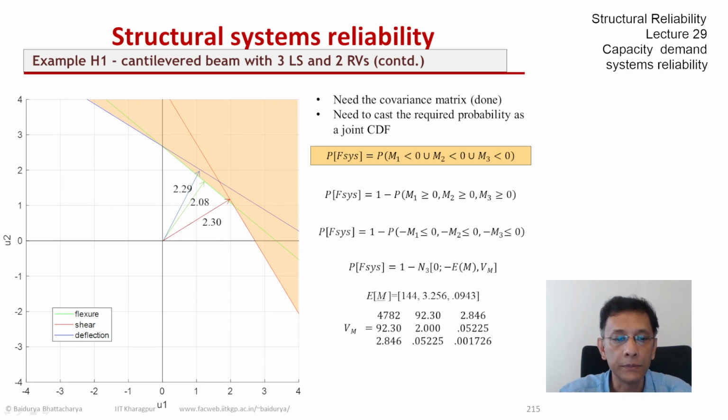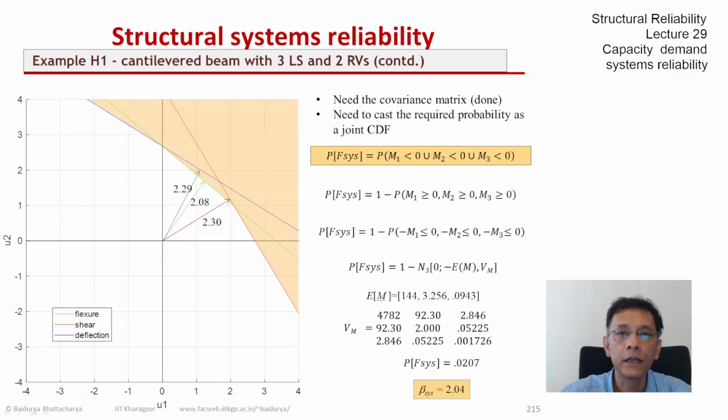So these are the two, the mean vector and the covariance matrix, and MATLAB gives us the value of 0.0207, which if we do the normal CDF inverse comes to about 2.04. So it's interesting to note that our system reliability is 2.04, which is obviously, as it should be, less than all the individual beta values, 2.08, 2.29 and 2.30. And we can also see that the failure mode that is most dominant governing is the bending mode, which is typically what we see for beams of this type.